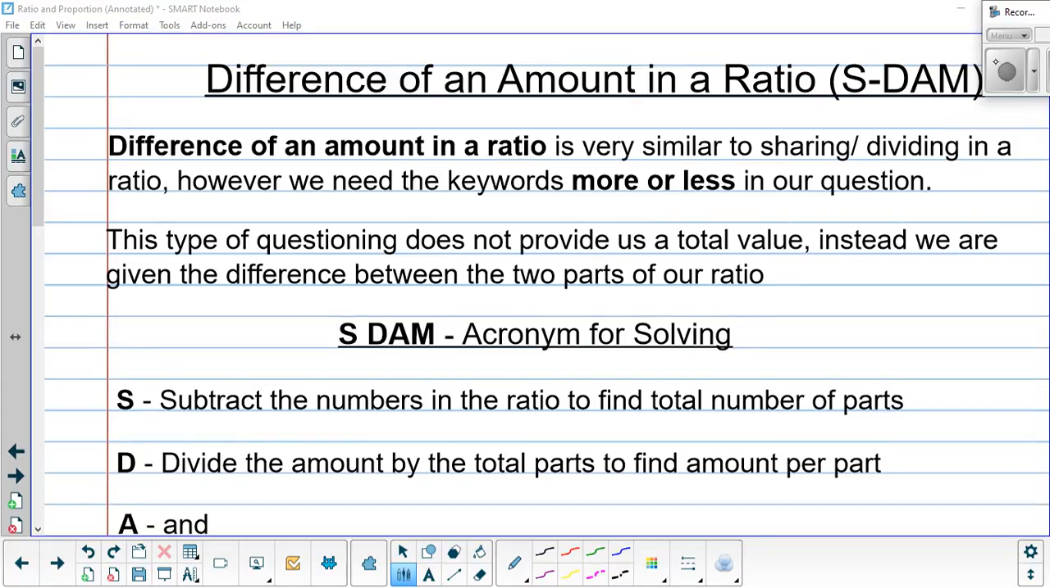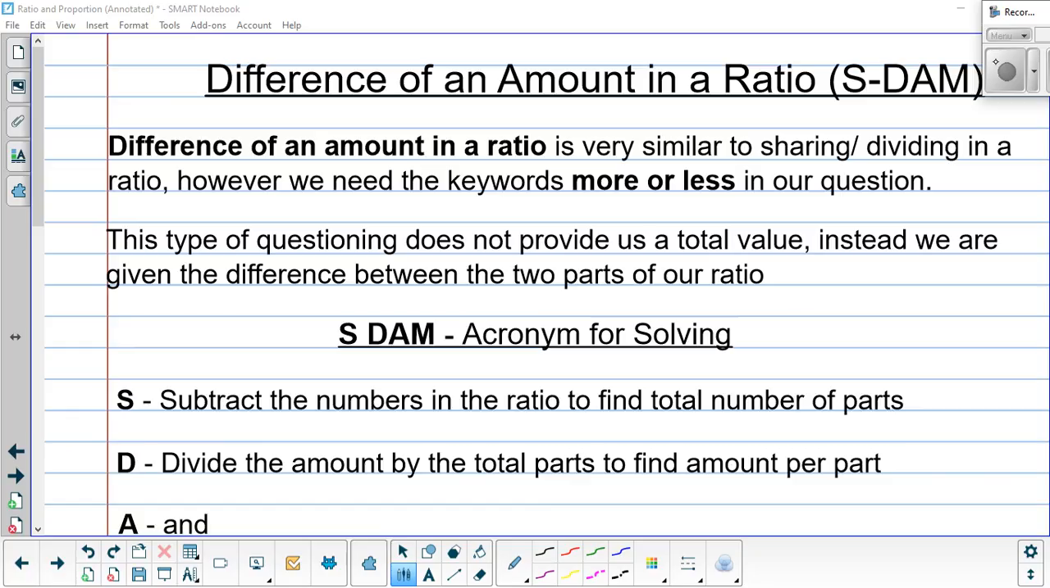Hey, so in the last video we did add, then divide, and multiply. Now we're going to do subtract, divide, and multiply. This is because it's called a difference of an amount. What's a different word for difference that we know in maths? Well, difference, we can talk about subtraction. So it's in the question there.